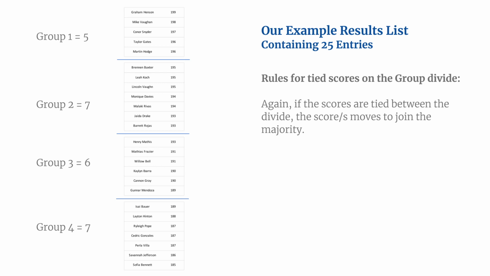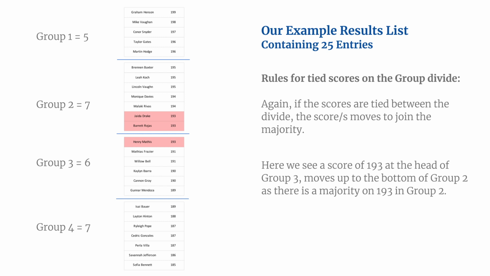Again, tied scores either side of the divide move to the majority. Here we see a single score of 193 move from the head of group 3 to the bottom of group 2 to join the majority.